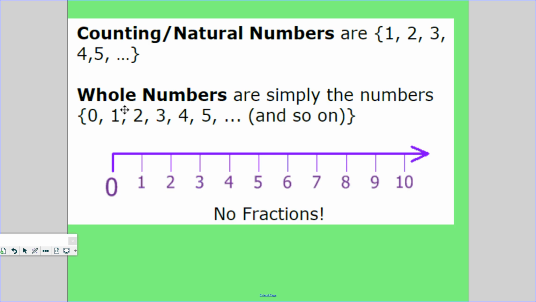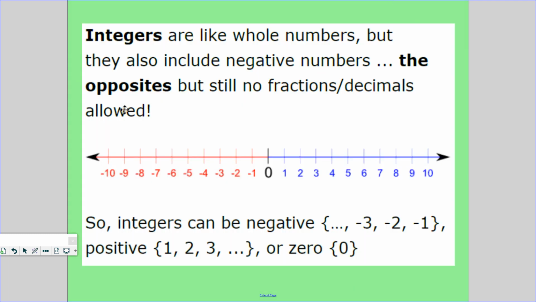So here is a combination of our notes. You'll be getting this note page. Counting or natural numbers are like 1, 2, 3, 4, 5, things you can count with your fingers. Whole numbers are counting numbers, but it also includes 0. Notice how there are no fractions or decimals. Integers are like whole numbers, but they also include negative numbers, the opposites, but still no fractions or decimals.